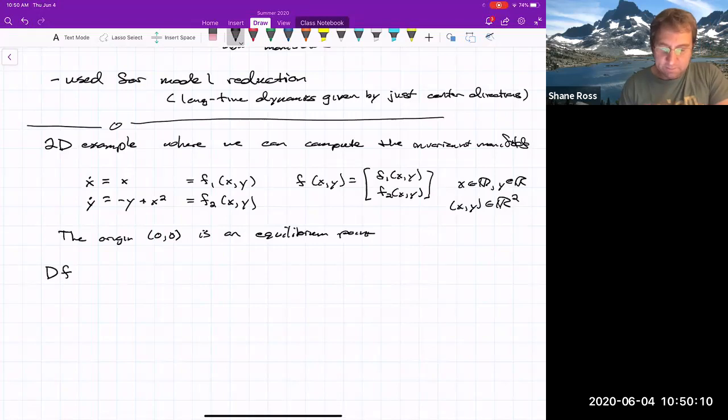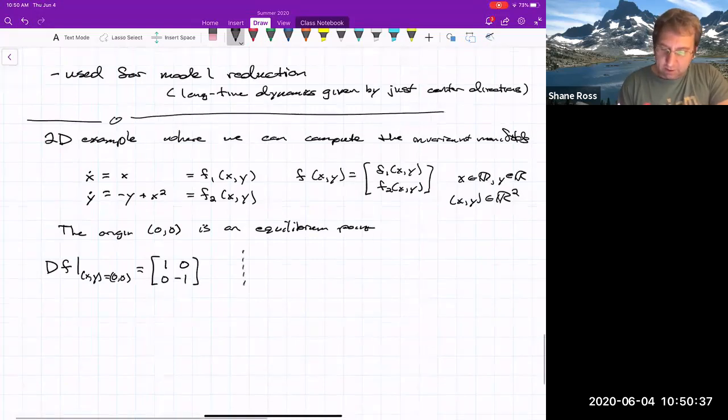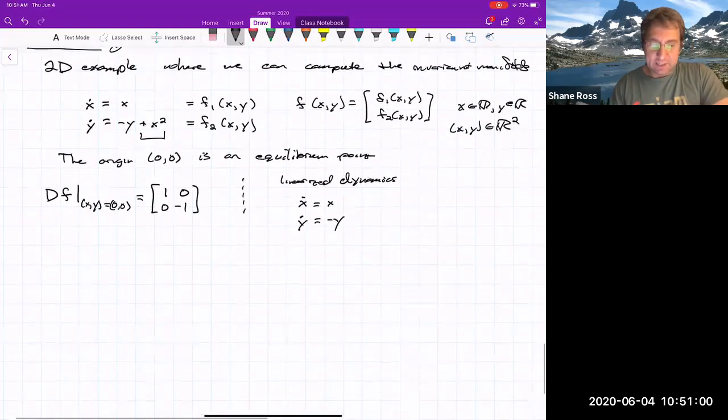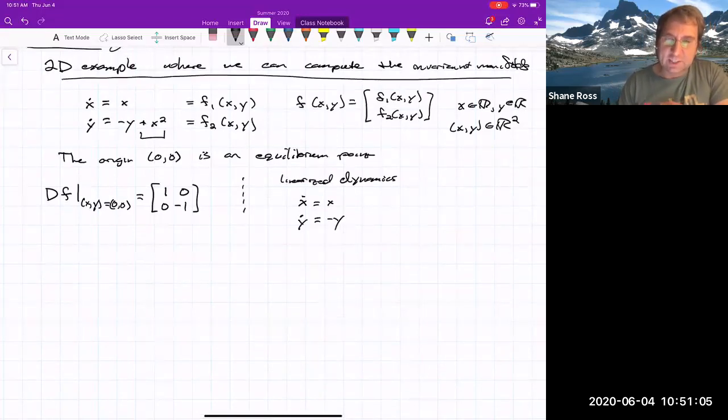So if we were to take the Jacobian of F and evaluate it at the origin, x, y, 0, 0, what do we get? Well, the Jacobian is just going to give us 1, 0, 0, minus 1. So if you want the linearized dynamics, you either just ignore all nonlinear terms up here, or from this matrix, you would say, okay, here is the linearized dynamics near the origin. Now, conveniently, we've got a diagonal matrix here, so we can just read off the eigenvalues from the diagonal.